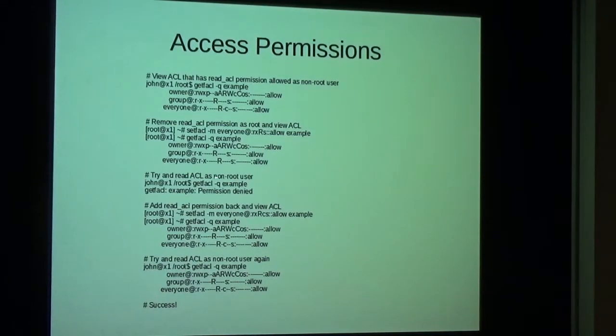So I come here to read the ACL here. I get permission denied. I add the ability back here, and then I try and read it again, and I'm able to read it here. If any of these examples aren't making sense, feel free to tell me, because they're kind of hard to demonstrate to people who are unfamiliar with ACLs. But I'm hoping these are working pretty well.